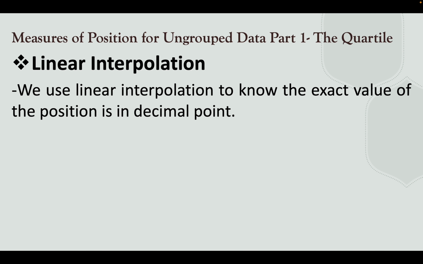Now, in the Mendenhall method, you just need to always round up for the lower quartile and always round down for the upper quartile. That means it is not the exact value of the position of the quartile in the ungrouped data. In linear interpolation, we can identify the exact value of the position. We use linear interpolation to know the exact value when the position is a decimal.